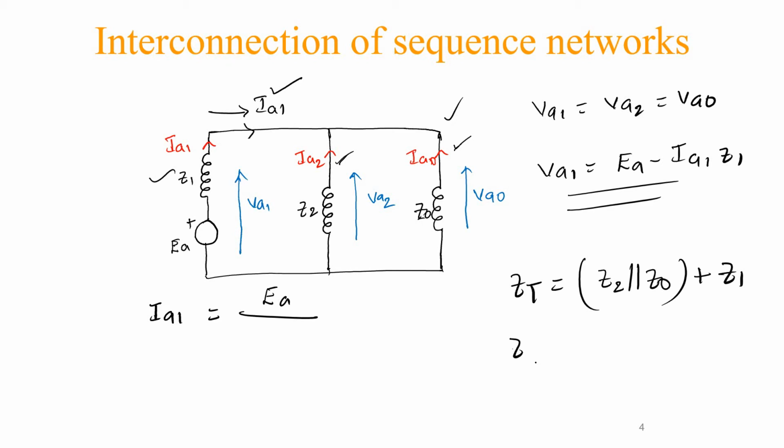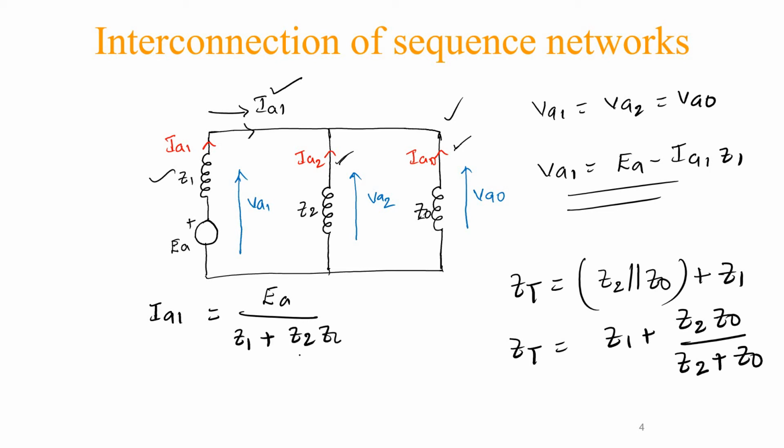If you simplify, you will get Z1 plus Z2 into Z0 divided by Z2 plus Z0. So this can be represented here, that is Z1 plus Z2 Z0 divided by Z2 plus Z0, which will give the positive sequence current. Then what about the negative sequence current and the zero sequence?